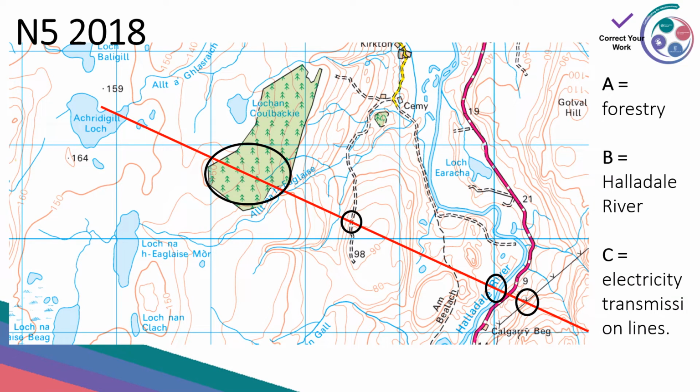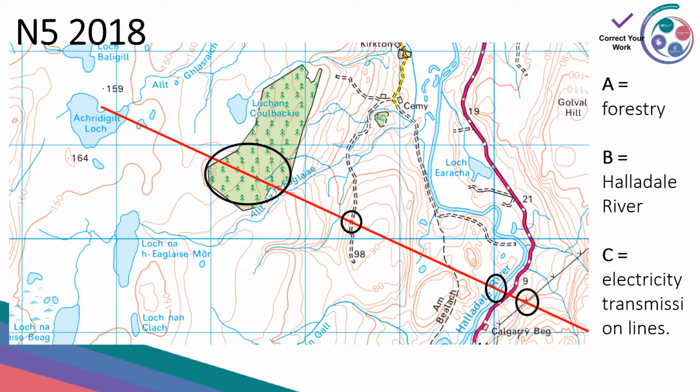So here you can see we've got the map extract, and all we've done here is highlight the 4 options with a circle. So you can see the first one in the bottom right is the transmission lines, then the river, then a track and forestry. And we've given you answers here. A is forestry, B is a river and C is transmission lines. We need to go back and have a look at where that is, so you can pause the video and go back to that and check it out. But that's the correct answer there: the forestry, the river and the transmission lines.